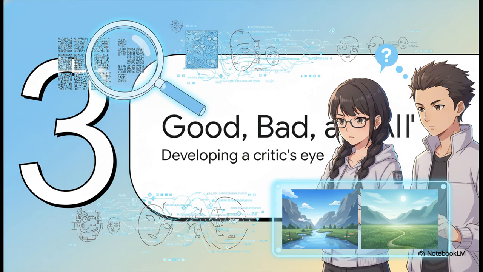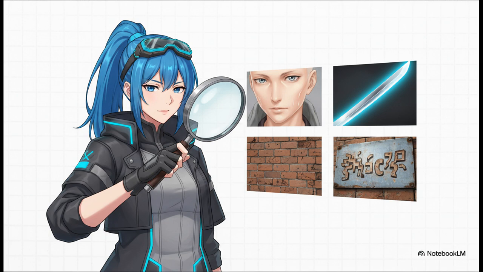It's time to train your own eyes, to develop a bit of a critic's eye and learn to spot the telltale signs that an AI has been doing the heavy lifting. And trust me, once you see these, you can't unsee them. Here are the biggest red flags to watch for. First, that waxy, unnaturally smooth skin on faces. Second, those glowing halos you see around sharp edges.